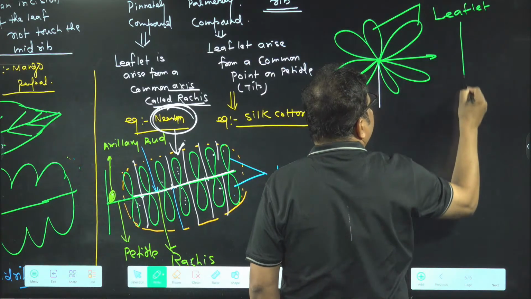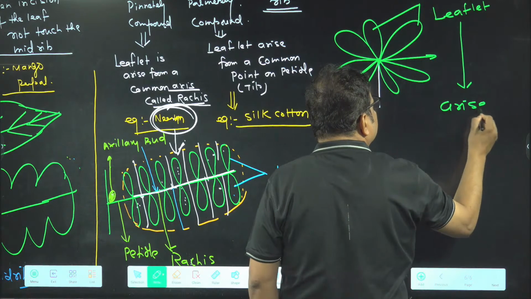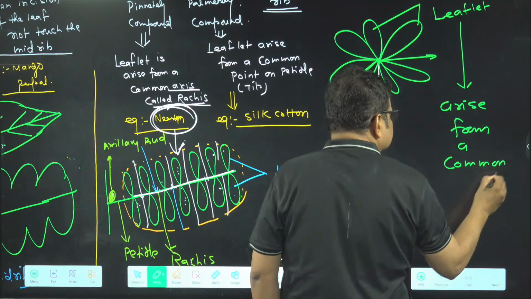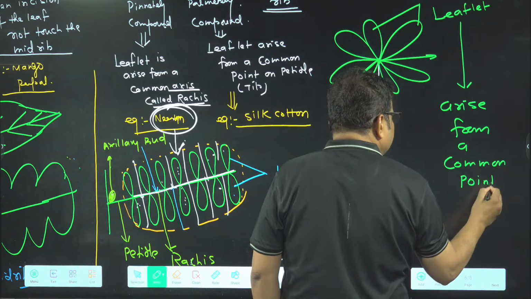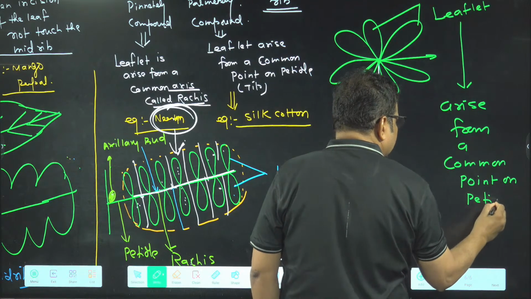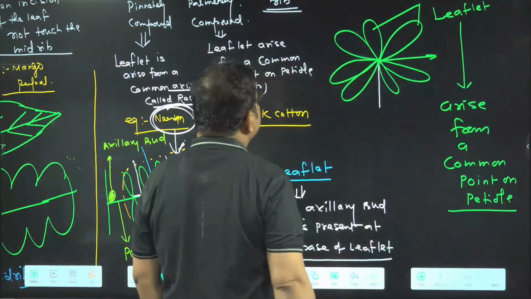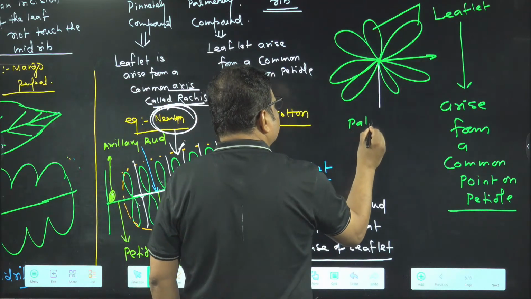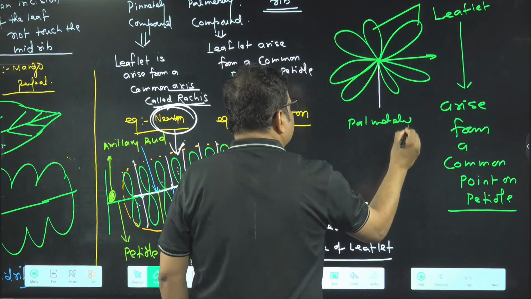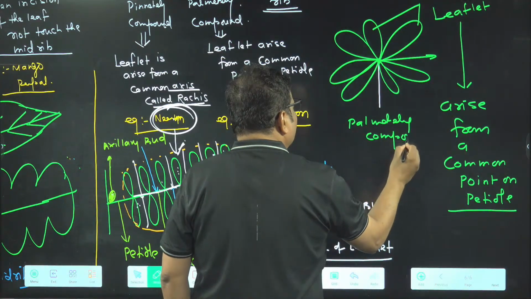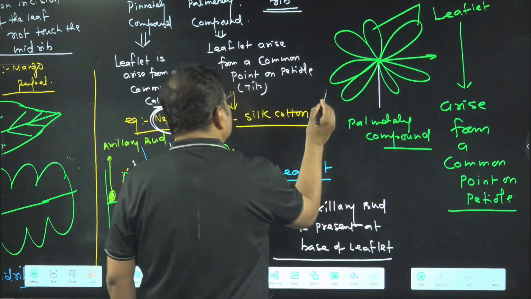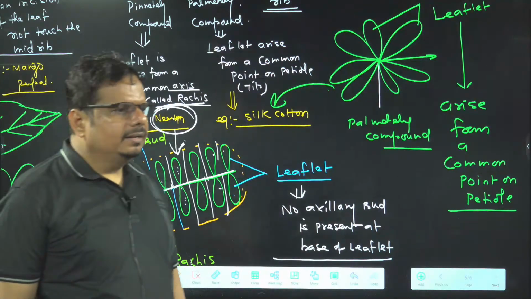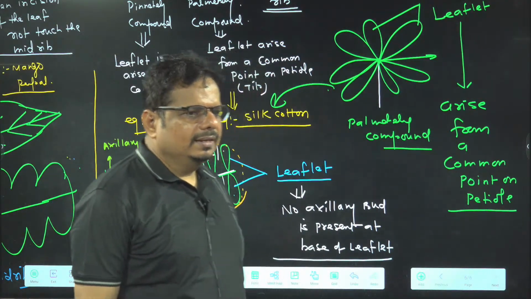These leaflets arise from a common point on the petiole. Such a kind of leaf is called which one? Palmately compound leaf. And I already wrote the example of the palmately compound leaf, that is silk cotton. So the types of leaf are over. Getting the things or not?